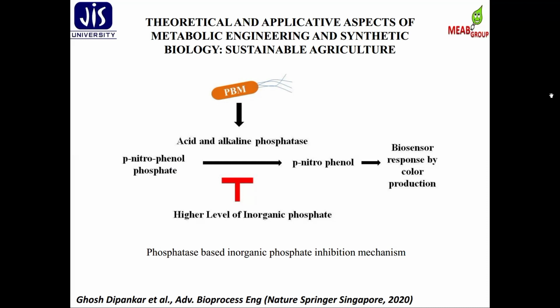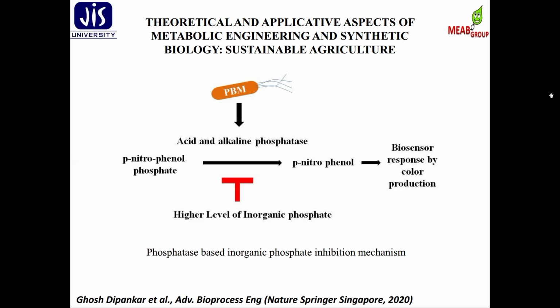Here, the most driving and most interesting segment is the phosphate solubilizing microbes, which contain acid or alkaline phosphatase. This acid and alkaline phosphatase is the major biocatalyst which converts para-nitrophenol phosphate to para-nitrophenol. So it depends on the inorganic phosphate level in the soil. If you are trying to understand the soil fertility index, and your soil has a high inorganic phosphate level, that will inhibit this phosphatase enzyme, and this conversion will be minimized.